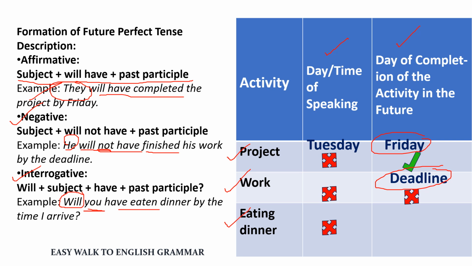Only the listener can determine if he finishes his dinner or not before the arrival of the speaker. But we used the future perfect tense here to get the certainty in the completion of the action as an answer to the question. Hope you understood. Friends, please do watch the video multiple times until you become thorough with these rules. It will certainly help you to use the future perfect tense easily.